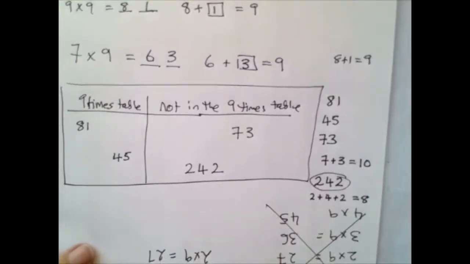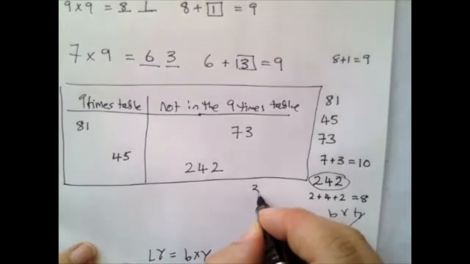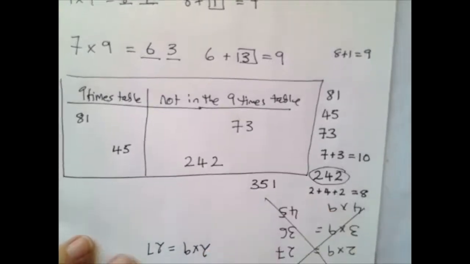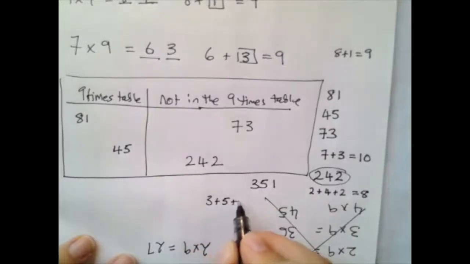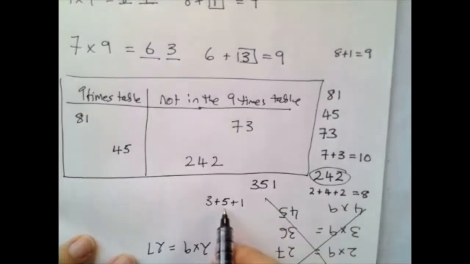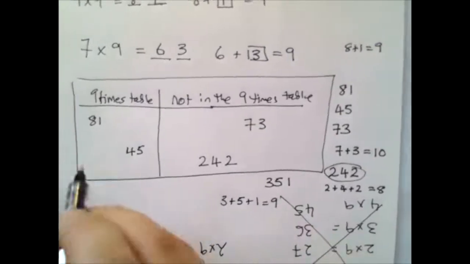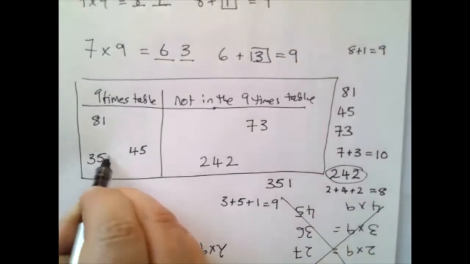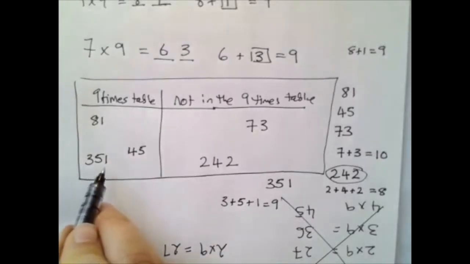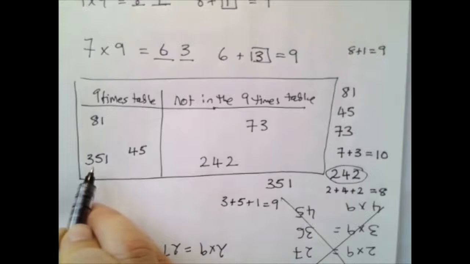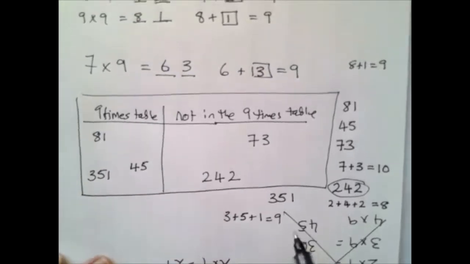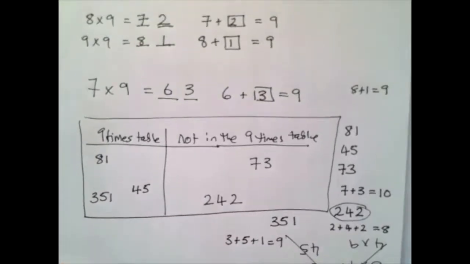What about 351? We take the 3, we add 5, and then we add 1. 3 plus 5 is 8, plus another 1 is 9. So this number here, 351, when we add the digits together, it equals 9. So this number is in the 9 times table. We now have a way of checking our answers.